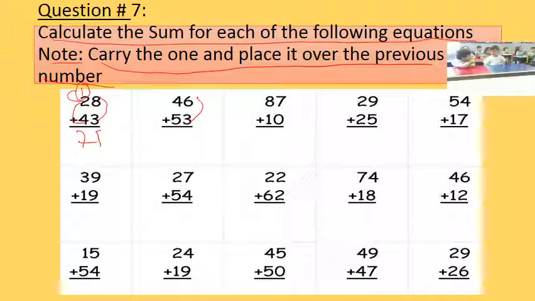6 plus 3, 6 in your head. 6, 7, 8, 9. Okay, 4 plus 5. 5, 6, 7, 8, 9. Okay, now the next one. 7 plus 0. 7. 8 plus 1. No. What is the answer? 97. The next one. 9 plus 5.